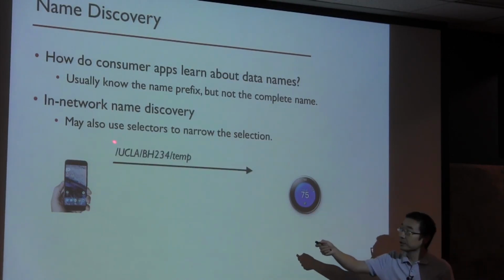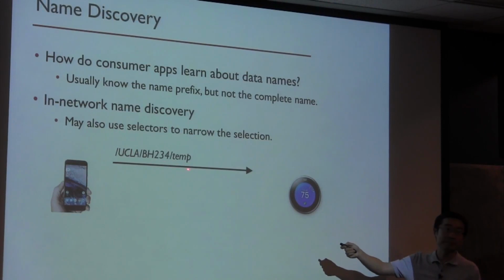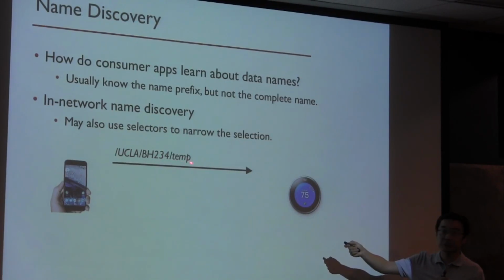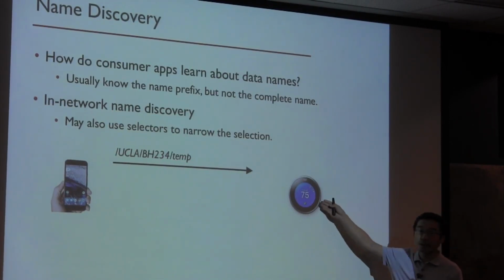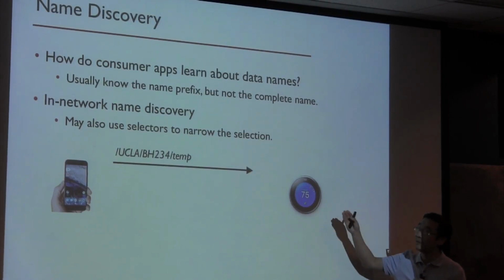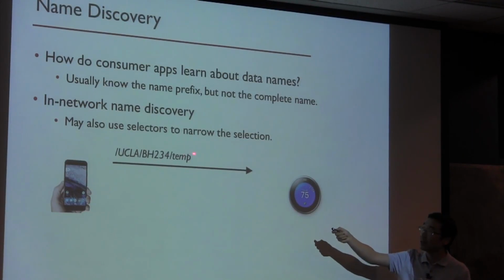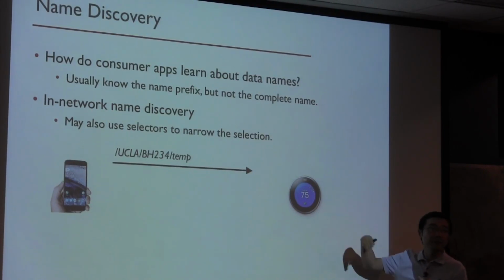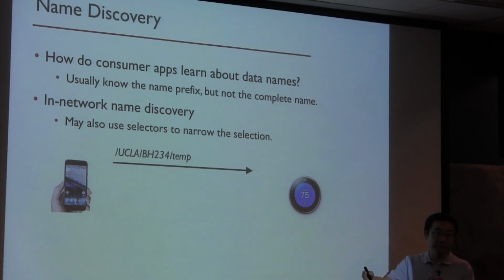Usually, you know the beginning part of the name. That's part of your protocol. So I say UCLA Boelter Hall 234, and I want temperature. Okay. But I don't know when the thermostat sampled the temperature, because the complete name should have, after the temperature, a timestamp, then the value. Right? So I don't know when this guy sampled. Maybe once an hour or once every 5 minutes. Who knows? I don't know that detail.